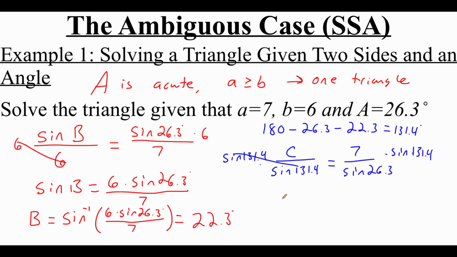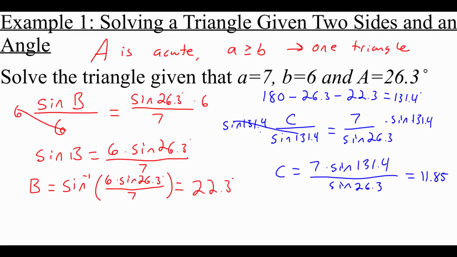So if I rewrite my fraction, I'm going to get C equals 7 times the sine of 131.4 divided by the sine of 26.3. And I should be able to type all of that into my calculator again. I'm going to go to 2 decimals for this side. We should get about 11.85.